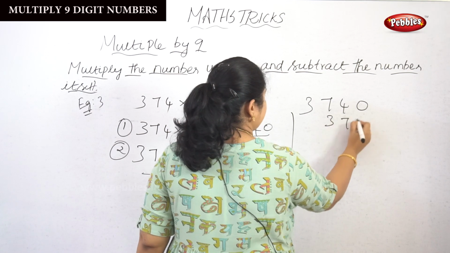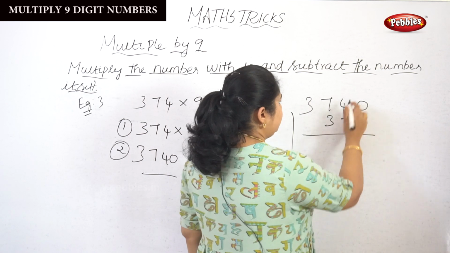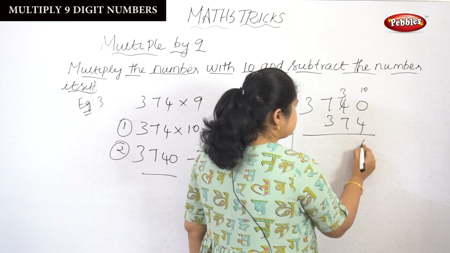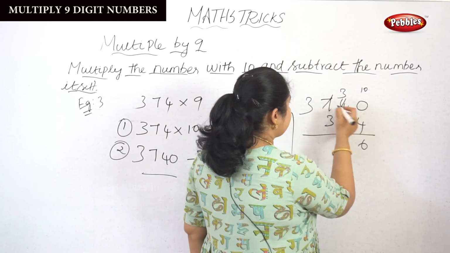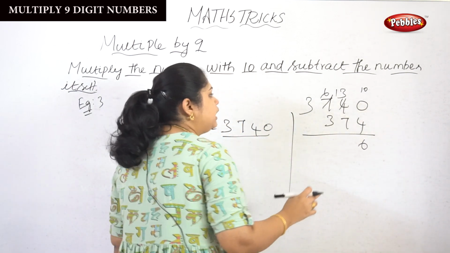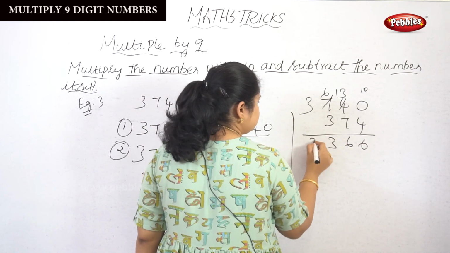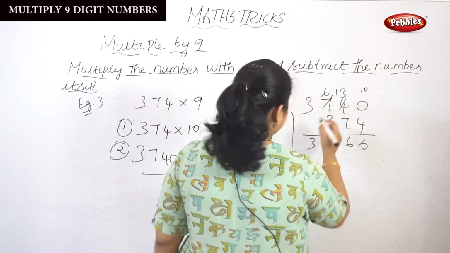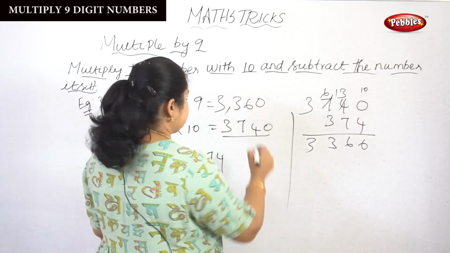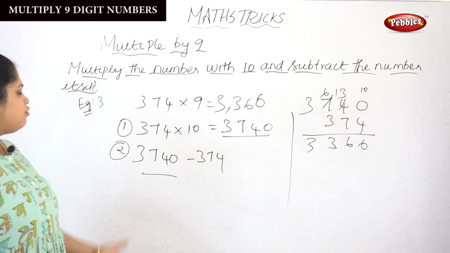3740 minus 374. What is the subtraction step? I am borrowing 10 here. So 10 minus 4 is 6. Then 13, then 8, 9, 10, 11, 12, 13 minus 7 is 6. Then 6 minus 3 is 3. Then the final answer, sorry, 0 here, isn't it? So the answer will be 3366. 3366 is the final answer.